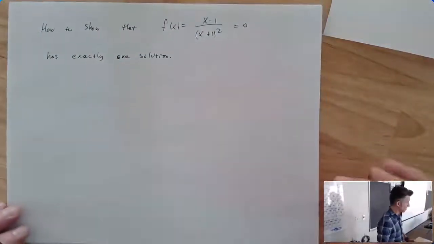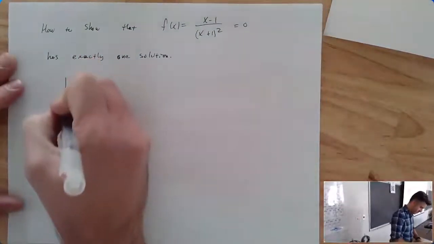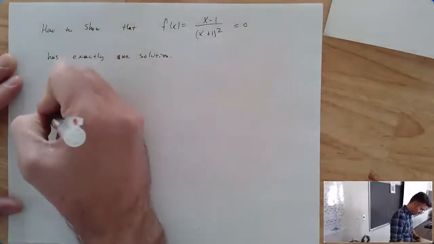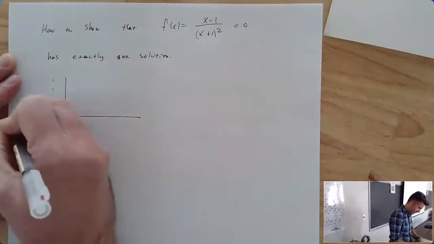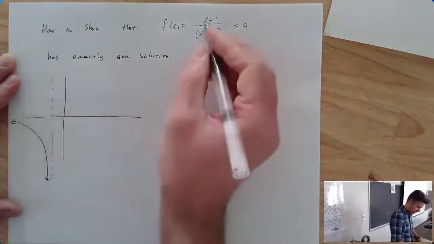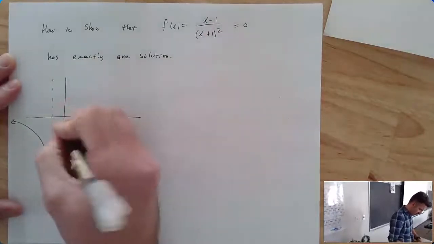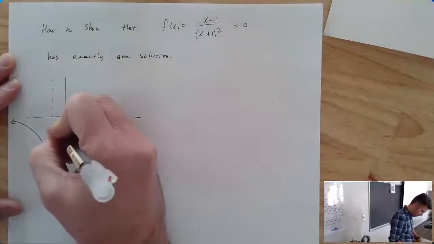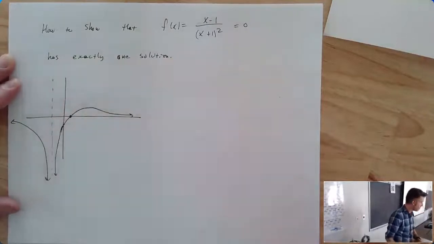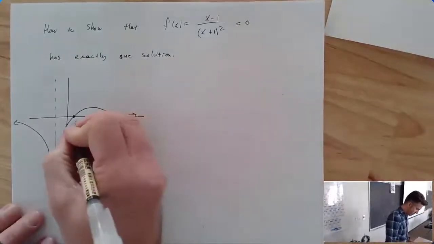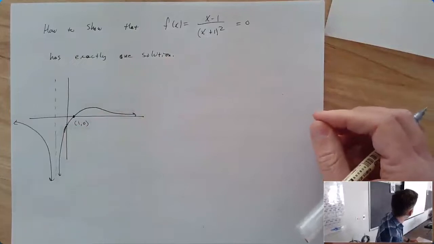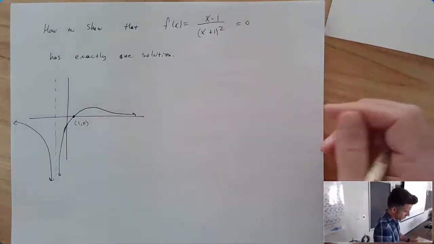So here's what this looks like graphically. We've got a vertical asymptote at -1, and it looks like this. If x is 0, -1 over 1 is -1. And we definitely got that intercept right there. So how would you show that this equation has exactly one solution?